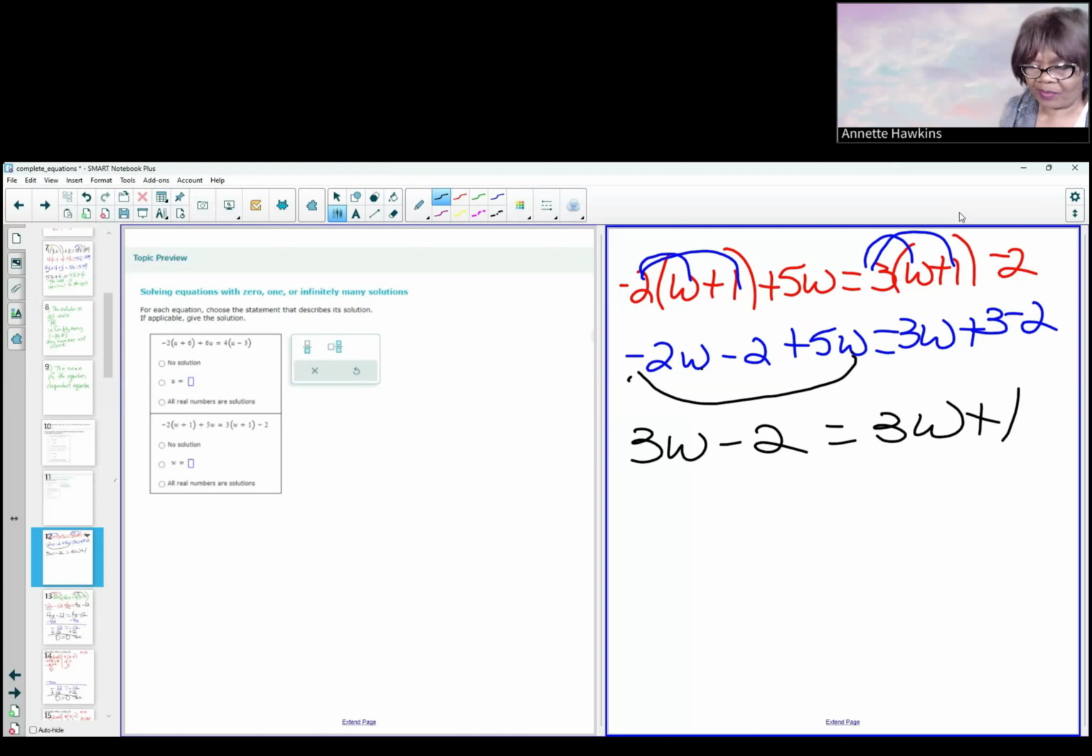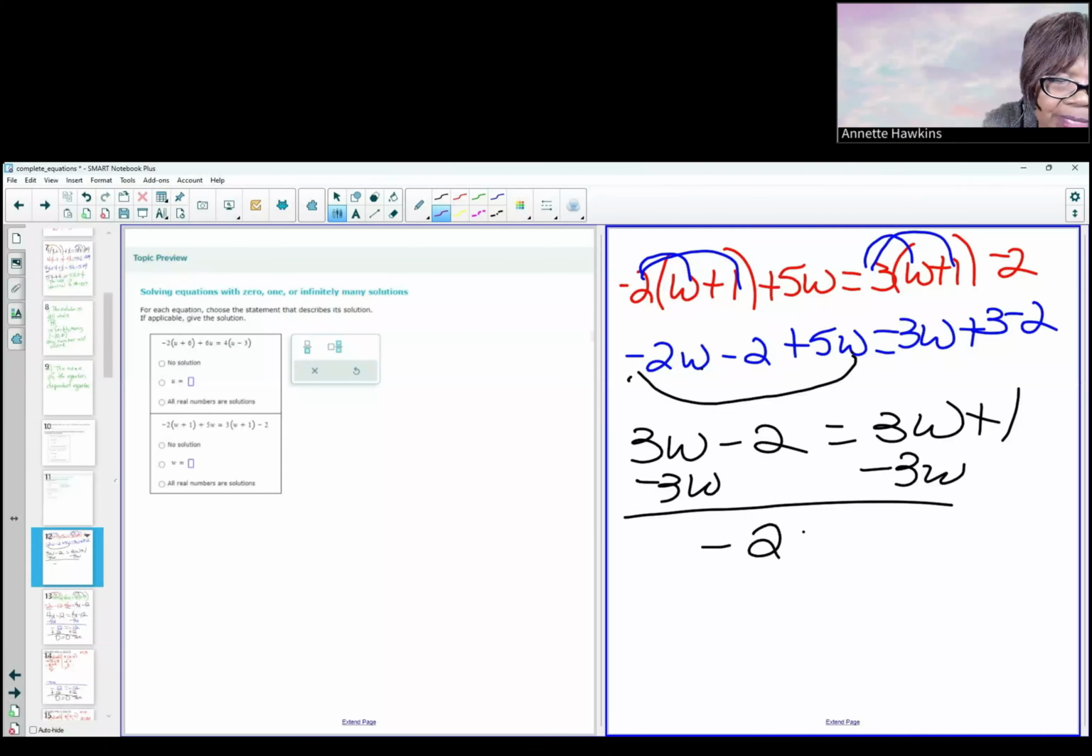Okay. So now I need to put the variables on one side and the numbers on the other. Okay. So I'm going to put my variables on the left. Now I want you to stay with me and watch what happens. So I subtract 3w and I get -2 equals 1. Okay. Now, we know that that's not true. Now, this is not true.